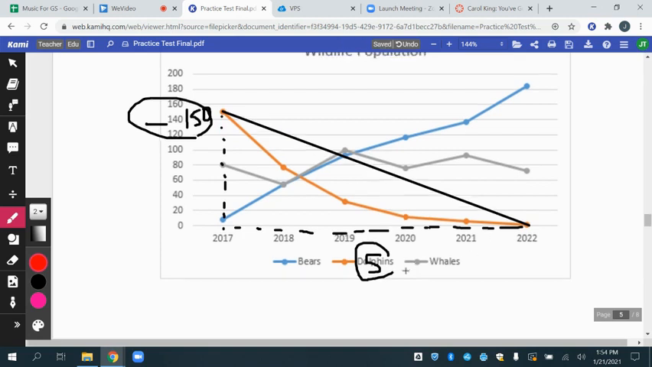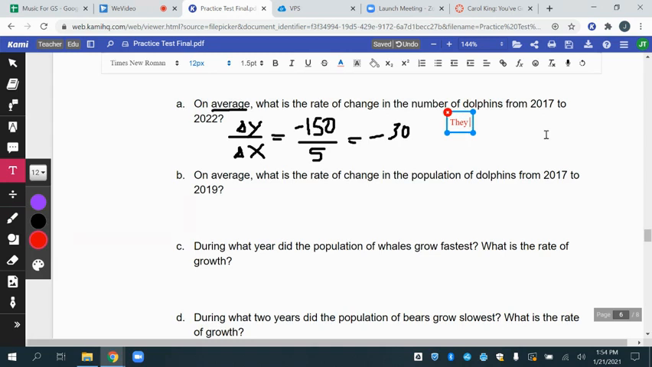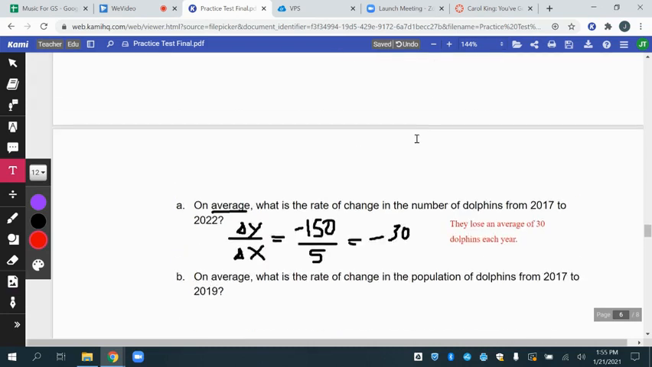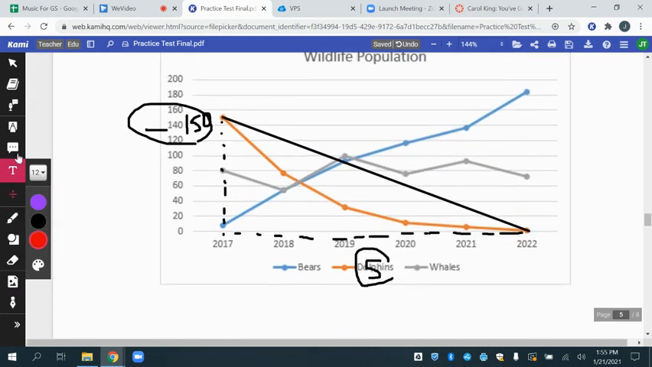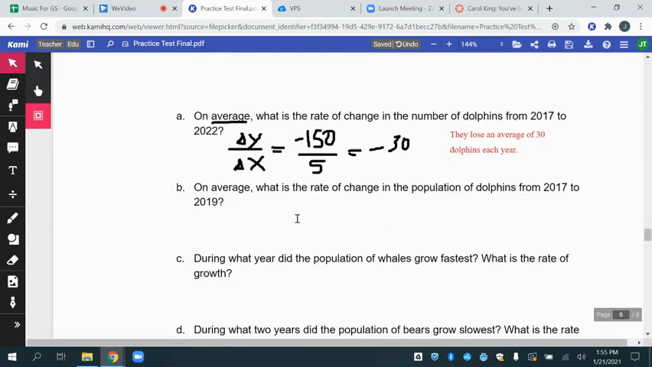I'll do the next one a little faster. Oops. Redo. Oh, well, I just made a mistake. I was in a hurry. Okay, 30. They lose an average of 30 dolphins each year. Okay, back to the thing. I was erasing this the wrong way, so let me erase it the correct way, and we'll go do the next one. There's only 2 average ones in this particular problem.